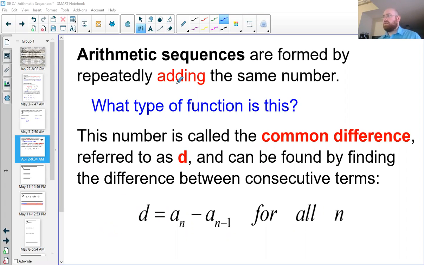If you pause and think for a moment, you might remember that if we just repeatedly add a number, we get a linear function, the function of a straight line. So this means a lot of things that apply for linear equations, linear functions, also apply to arithmetic sequences. So this number that we repeatedly add is called the common difference and is referred to as the letter D for difference, and can be found by finding the difference between consecutive terms.